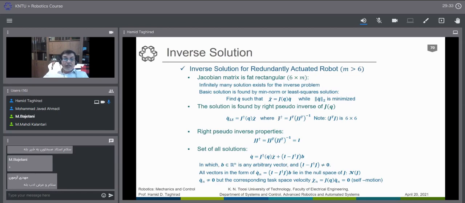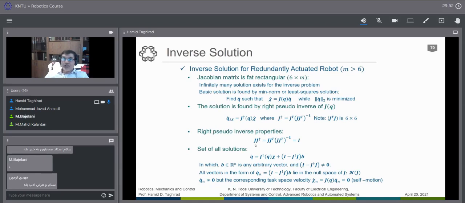This J J transpose inverse and this pseudo-inverse have very useful properties. You can find them in any linear algebra book, and a short review of that is given in my parallel robot book in the appendix. I encourage you just to read that. The details of the properties are given very quickly.